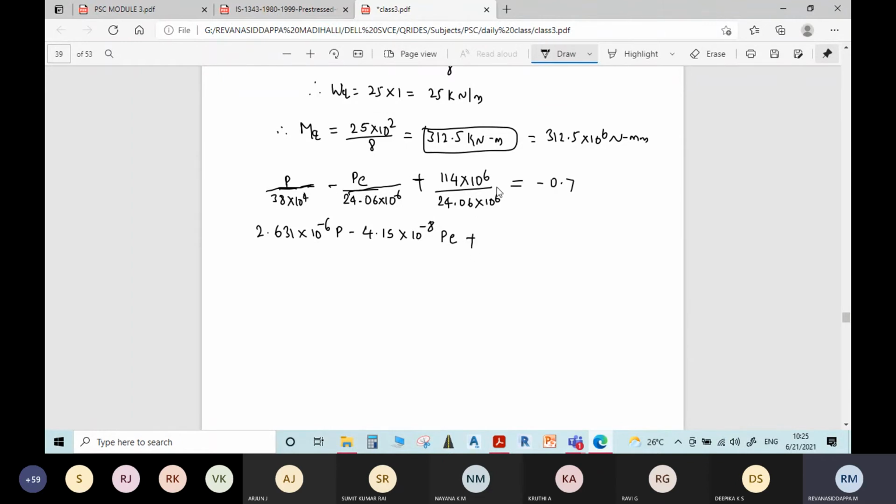Plus 114 into 10 power 6 divided by 24.06 into 10 power 6, and you take this minus 0.7 to the LHS and tell me the value, how much you will get. You calculate this value plus 0.7. Tell me what is the answer. 5.43, sir. 5.43 is equal to 0. Call this as equation number 4.